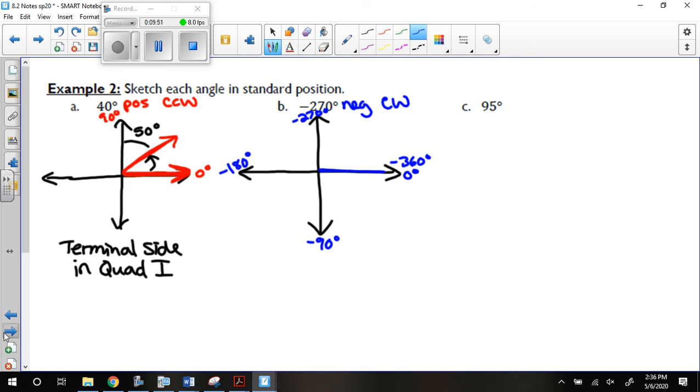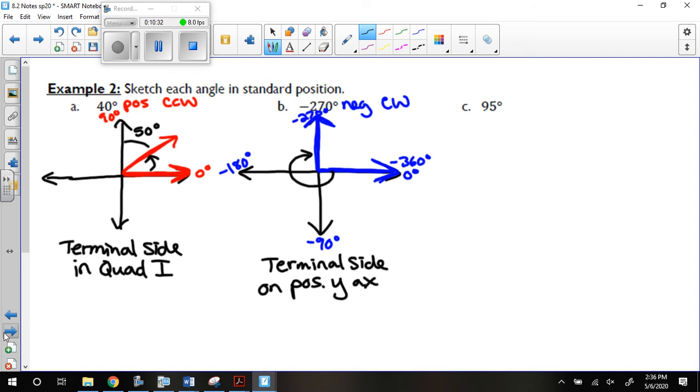Okay, so you can put your initial side where it always is, on the positive x-axis. And I know that my angle is going to be traveling around clockwise until it gets to negative 270, which is actually my positive y-axis here. So I'm going to indicate that my angle was going around this direction, and there is no need to say how far away from an axis it is because it actually landed on an axis. So I'm going to say terminal side on positive y-axis.